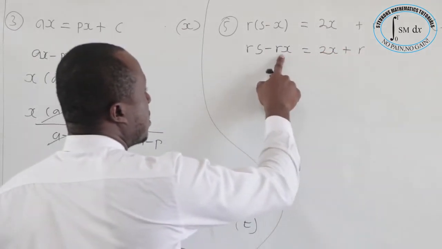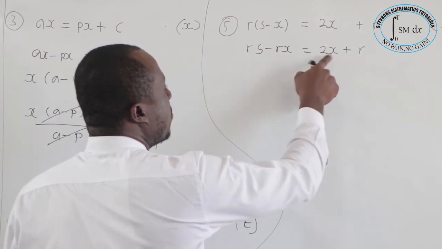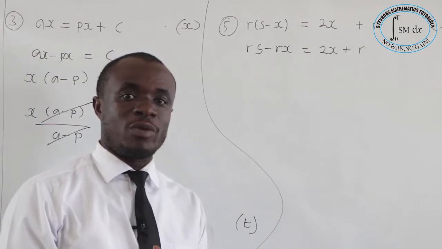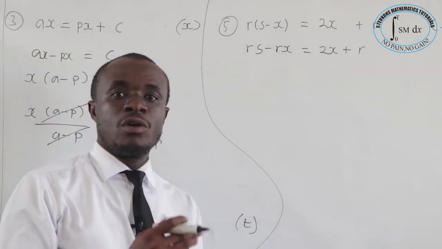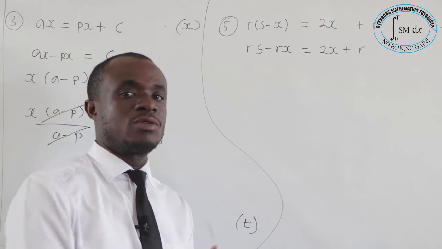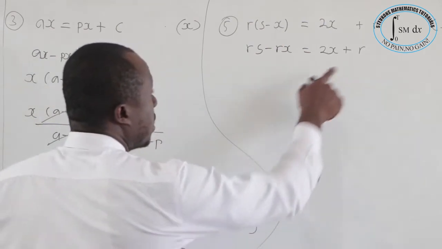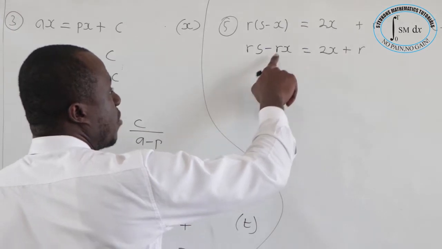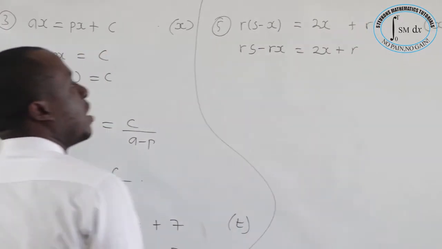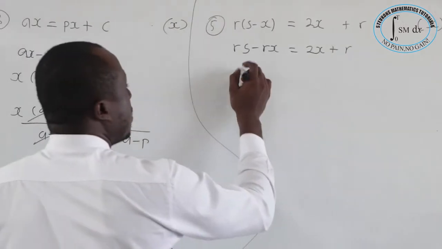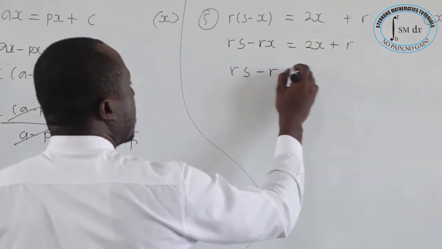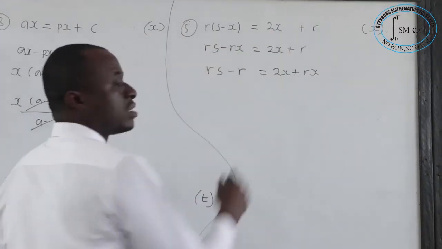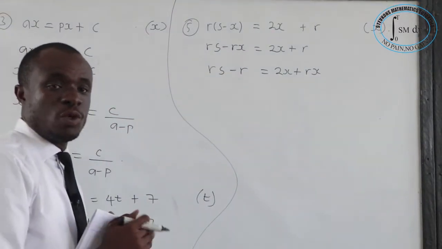Clearly I can see there's x here, there's x over there. Now when I bring this 2x here to be negative, there's negative over here. It is not good for us to work with negative. Let's rather make it positive. So we take it to the right hand side so that it becomes positive. So over here, I'd rather bring this r to the left hand side, and then I'll bring this rx to the right hand side. So clearly we have rs minus r equal to 2x plus rx. This is negative crossing becoming positive. It is best we do it that way.